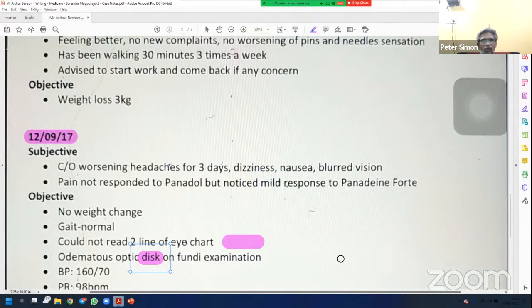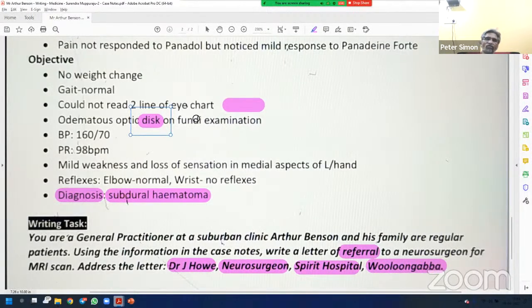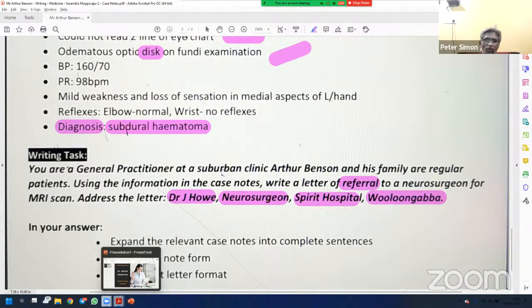Okay. So this is edematous optic discs on fundi examination. Okay, fine. That's very clear. When there is no right or no left, that means it's common. Common means both the eyes. That's very clear. Understood? Yes. So you have to clarify that one.